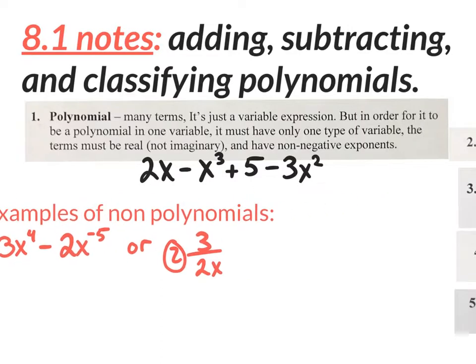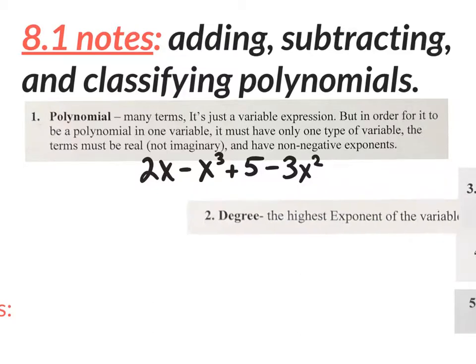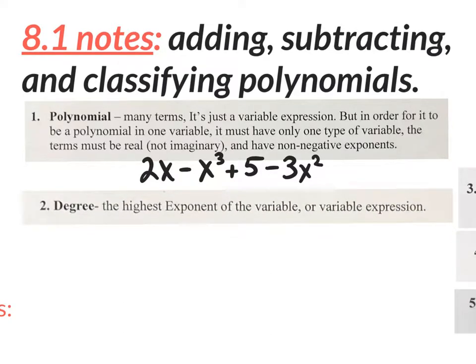Okay, anyhow, so what is a polynomial? It's simply a variable expression. There's variables in there, there's math operations, plus, minus, exponents, technically multiplication between the 2 and the x. But there's a lot more to learn, or a lot more vocab we need to cover. The second vocab term is the degree. What is the degree? It's the highest exponent of the variable or variable expression.